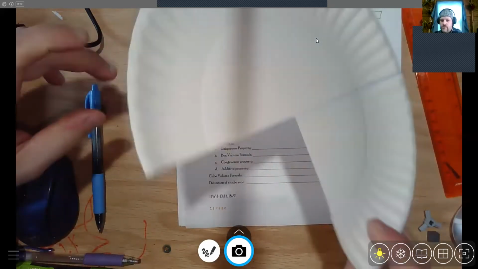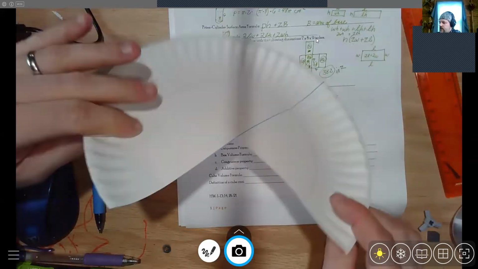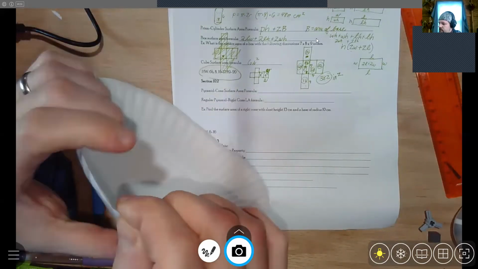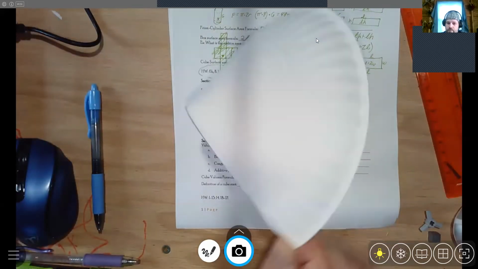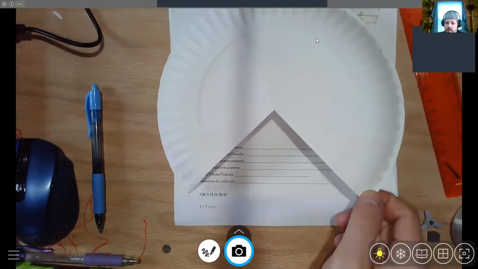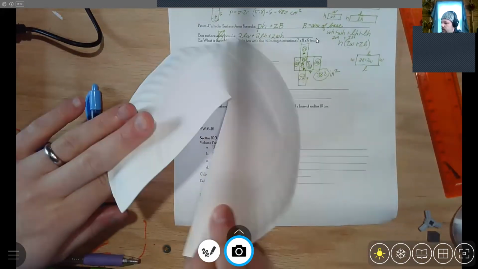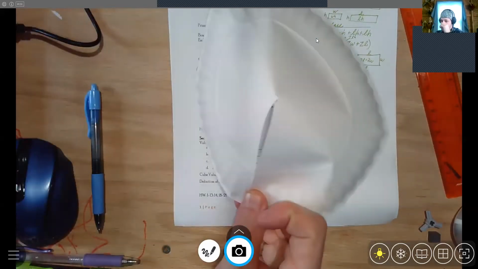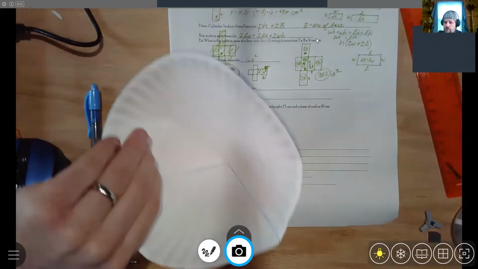Okay, so what I'm doing here is I'm actually making the lateral area of a cone. Because if I take these two edge pieces and put them together, voila, I have a cone. So there's my lateral area, the area of the side of the cone. When I put the two ends together, you can see the cone. Sorry, it's a cheap paper plate. Obviously I'm missing the base.